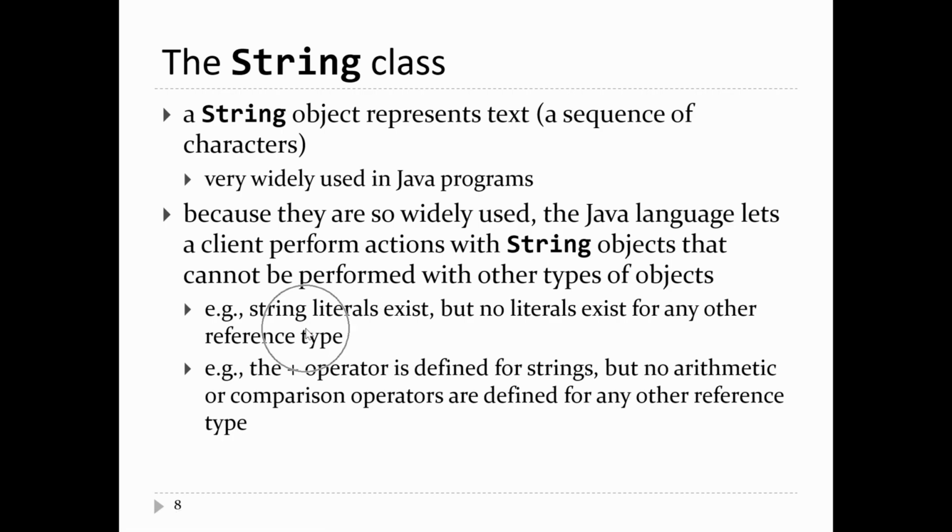So for example, string literals exist, right? Double quotes ABC is a string literal. There are no literals for any other reference type in the language. The plus operator, so I can write S plus T, where S and T are two different strings, and that works. You get string concatenation.